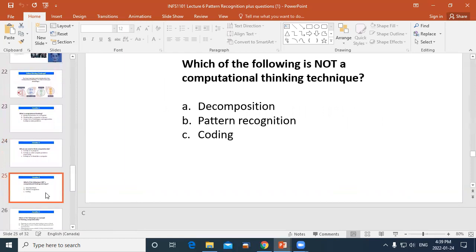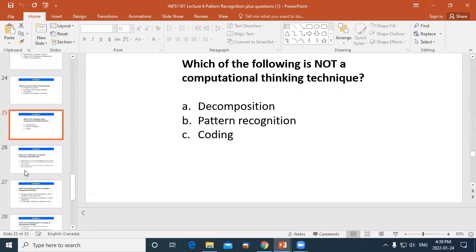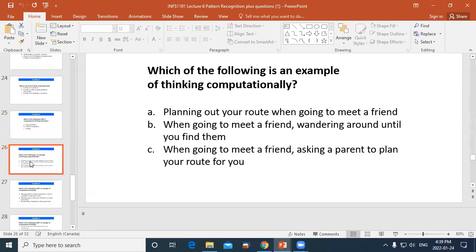This one. Because you very carefully noticed that the word there was not, right? Not computational thinking is coding. Those other things are very good. Coding is only done by computer programmers. Computational thinking is not the same as computer programming.